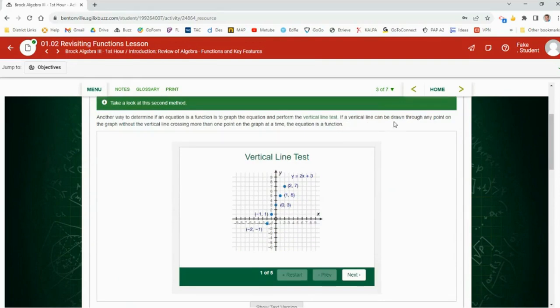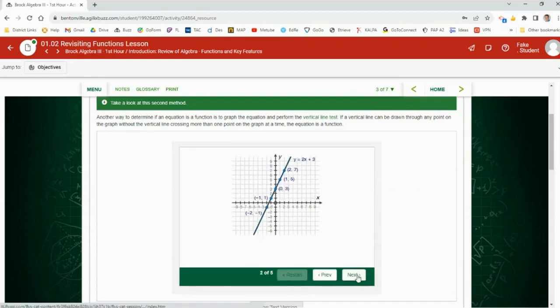If a vertical line can be drawn through any point on the graph without it touching more than one point, it's a function. So let's look at this. We have these points. We don't have the line, we just have points, maybe from a table, and we graphed them. If we look at it, if it was a line, it'd be just like that.